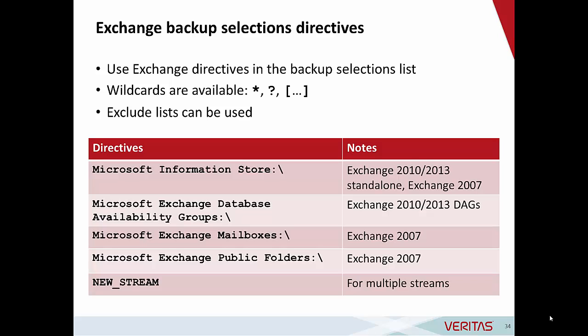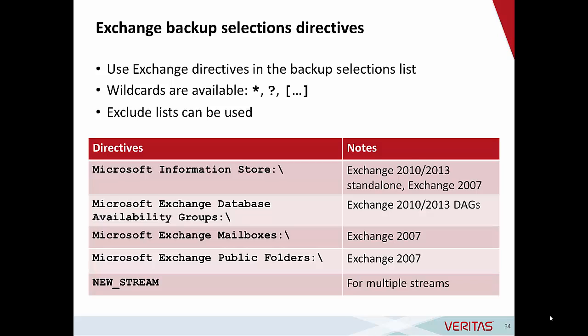And the NewStream directive, which is discussed a lot in the NetBackup Basic Administration class, can be used if you wish to generate multiple data streams. And it behaves the same way it does for file system backups. NewStream should be the first thing in the list, and then everything under that NewStream command is part of the first job. And then every time that backup sees NewStream in the list, it'll break off a new job. So if the NewStream directive appeared 3 times in the backup selections list, there'd be 3 jobs generated for each client in the policy. The examples listed in the slide here are all top-level Exchange objects.